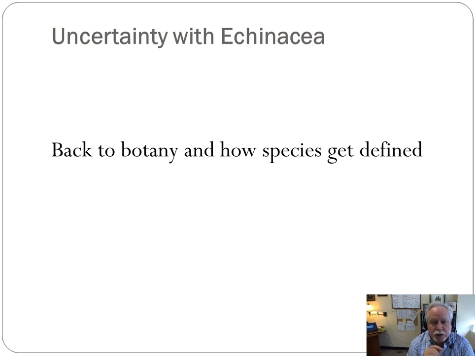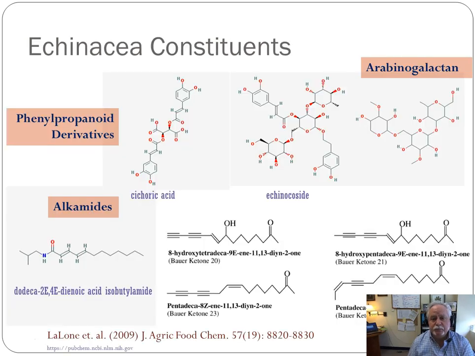Now what we'll go to is we'll look at echinacea as an example of this, because really it's a very popular herb, and there's some interesting characteristics about it on a botanical level that influences the kind of medicine that we end up getting from it. And this is really on how we define species.